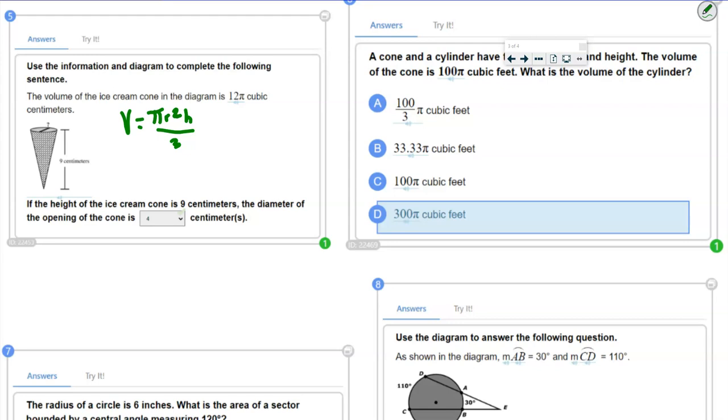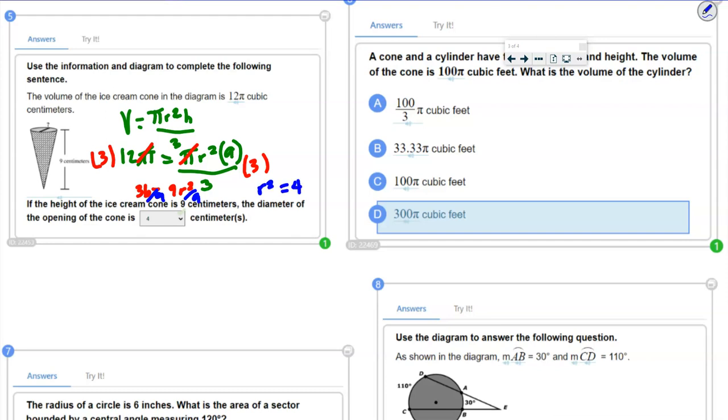Okay, so we know that the volume is 12, so we're going to do 12 pi is equal to pi r squared. We know that the height is 9, and we're going to divide all this by 3. So hopefully you can see immediately that the pi's cross out. And then we're going to multiply both sides by 3 here. That's going to give us 36 equals 9r squared. Okay, so we're going to divide both sides by 9. So that means r squared is equal to 4.